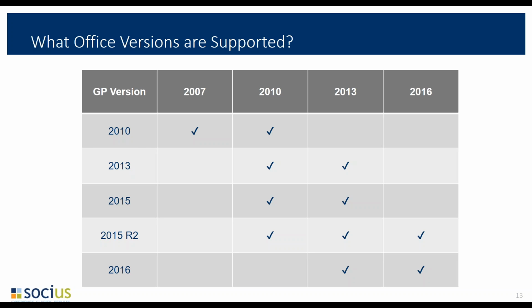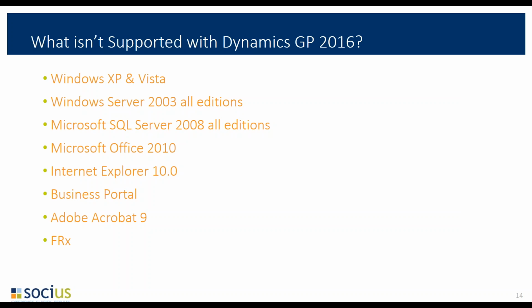All right. So what's not supported with GP 2016? Well, two things that most of you probably don't worry about anymore. You probably haven't talked about Windows XP or Vista. Many of you hopefully never talked about Vista, but that is no longer in play. Server 2003 is not in play, and SQL Server 2008. I talked earlier about the version of Office, so Office 2010, also Internet Explorer 10. I talked about Business Portal. Acrobat version 9 is not supported, so you have to be above version 9.